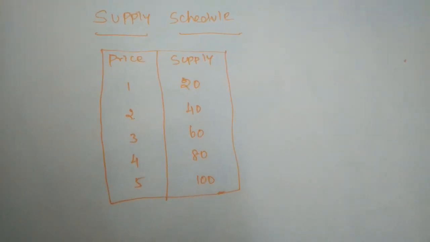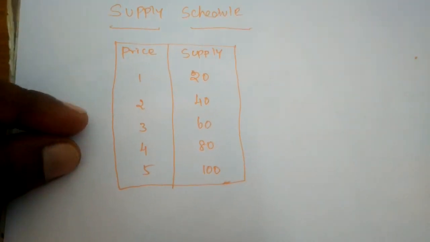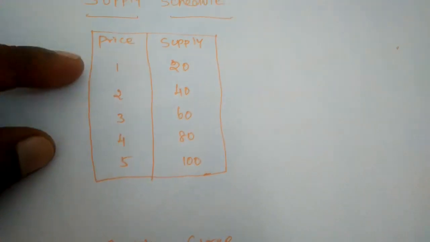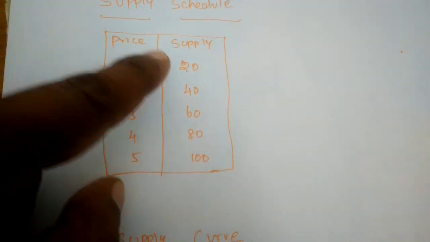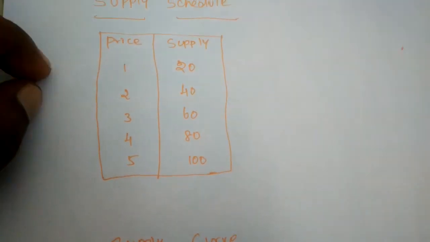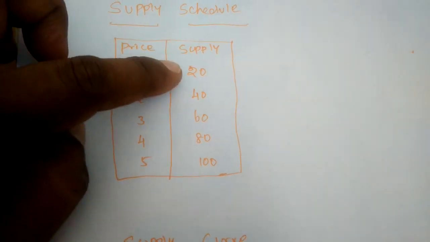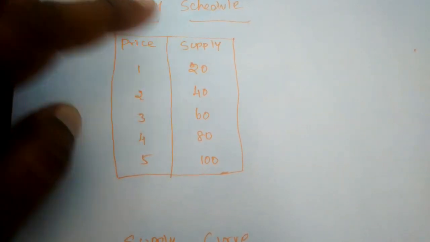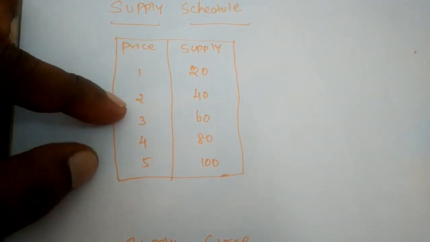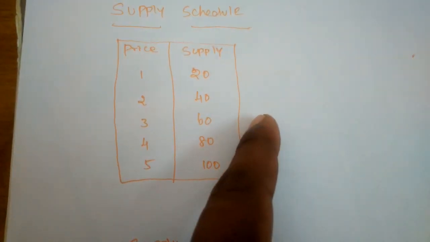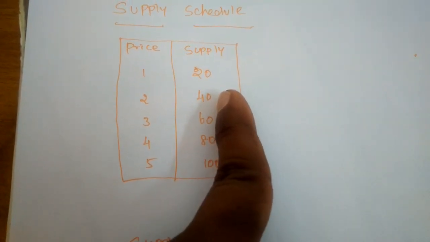So next, the supply schedule. See, the 5 combinations are there. When the price is 1 rupee, the supply of commodity, we can take as an apple. When the price of an apple is 1 rupee, the supply of apples will be 20 units. Suppose the price is increased, so the producer of apples will increase the supply of apples. So the supply also will be increased to 40.